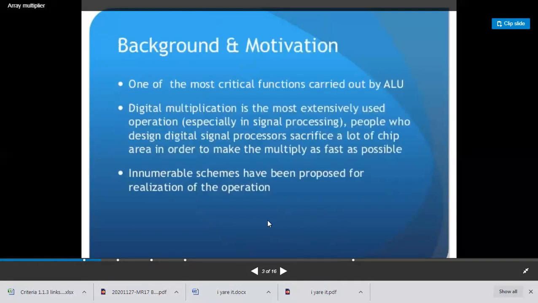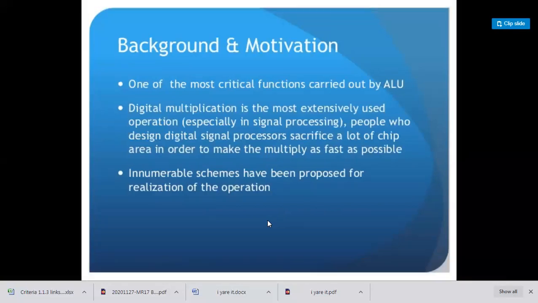One of the most critical functions carried out by the ALU, the arithmetic logic unit, is multiplication. Digital multiplication is the most expensive operation, and the most time-consuming process in the ALU. People who design digital signal processors devote a lot of chip area to making the multiplier as fast as possible. Basically, designing a multiplier is quite complicated.